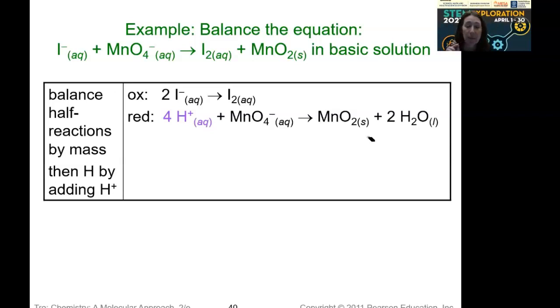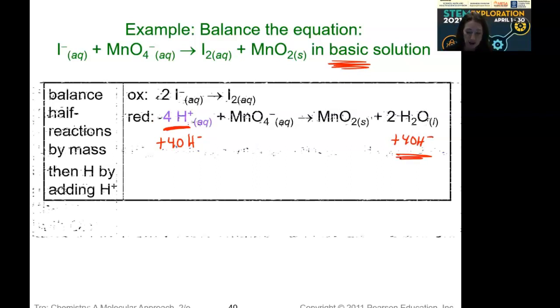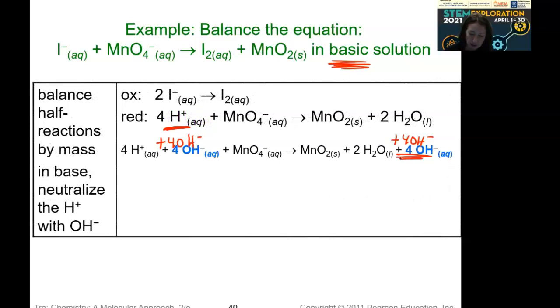Now here's the step that's not in an acid. Because this says in basic solution, we neutralize our H's by adding OHs. Whatever you do to one side, you have to do to the other side. So you add 4 OHs to one side to get rid of these, and you have to add 4 OHs to the other side. So here we are adding our 4 OHs to each side.